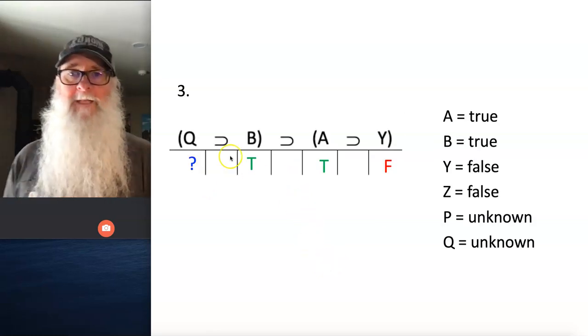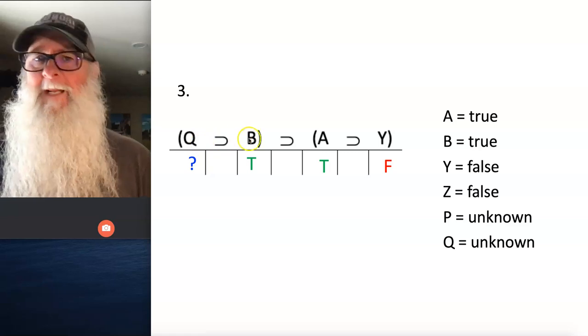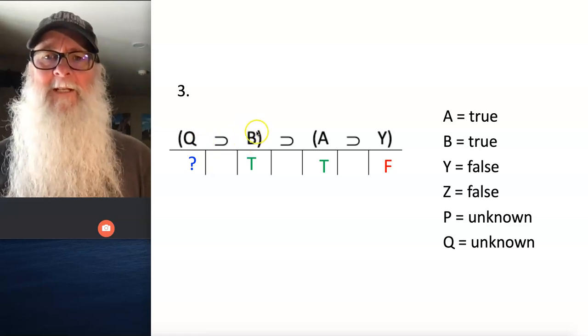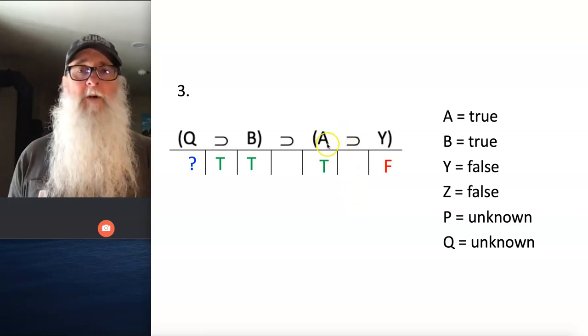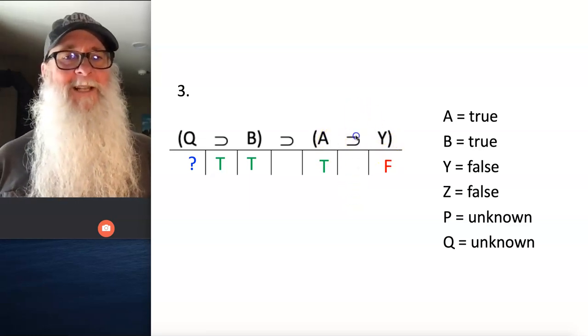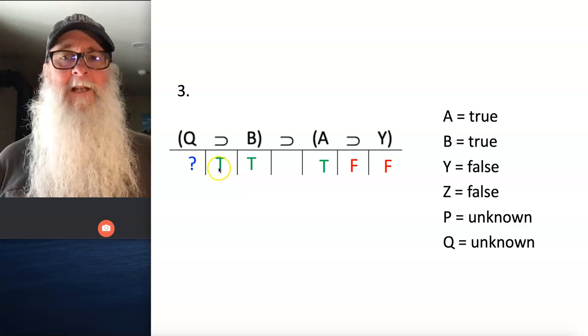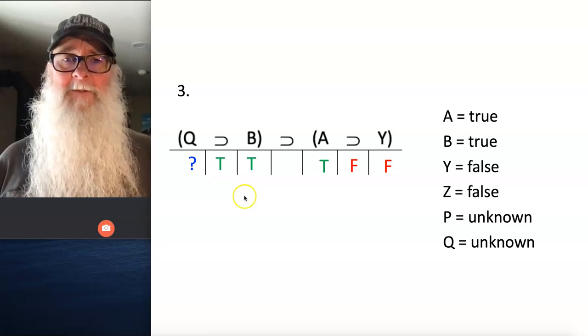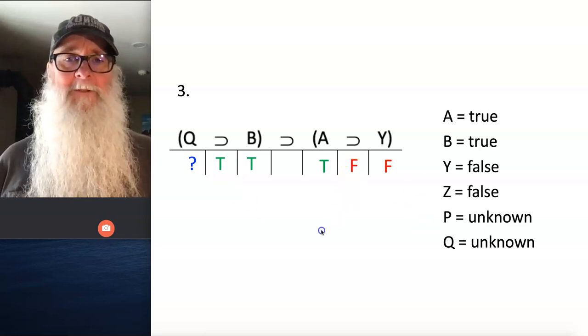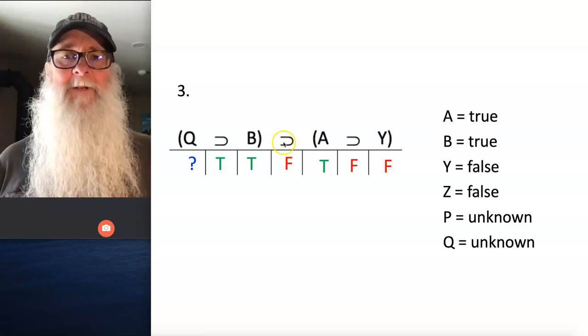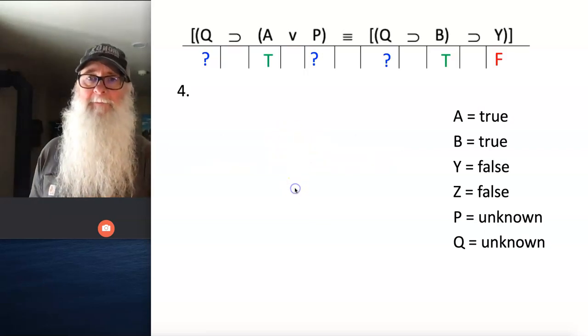All right, number 3, we don't know what Q is, but that's okay, because we know that B is true, and anytime the statement on the right side of a horseshoe is true, the horseshoe is true. Over here, we know that A is true and Y is false, and that tells us that this horseshoe here is false. So now that we look at the truth value under this horseshoe, and the truth value under this horseshoe, that lets us know that the main operator here is false.